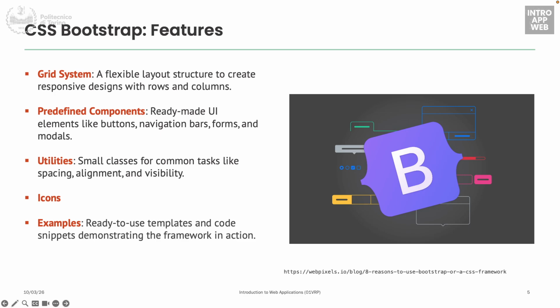They have some utilities that are small classes for common tasks like spacing, like the padding. For instance, what we saw before, that due to that small space, the interface was not being shown as we wanted. So there are utilities that help us with that kind of small issues. It has also an icon set, so that we have a huge collection of icons that we can use in our website. And it also comes with a lot of samples that we can use to take inspiration from, and they demonstrate how to use the framework in action.